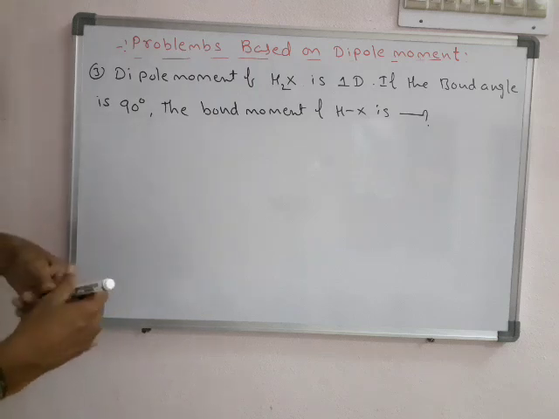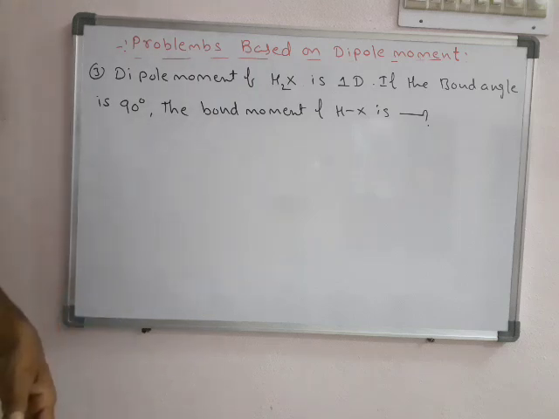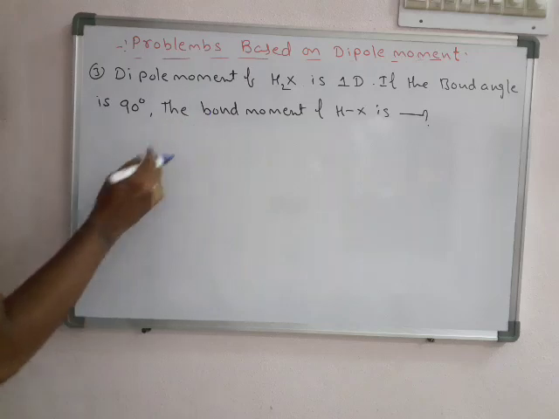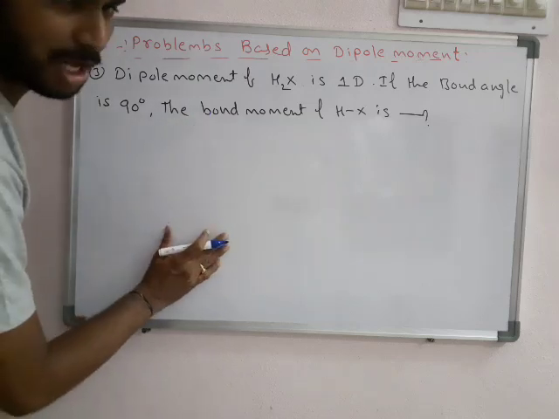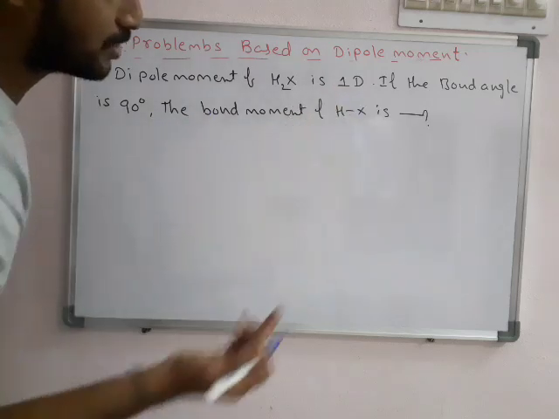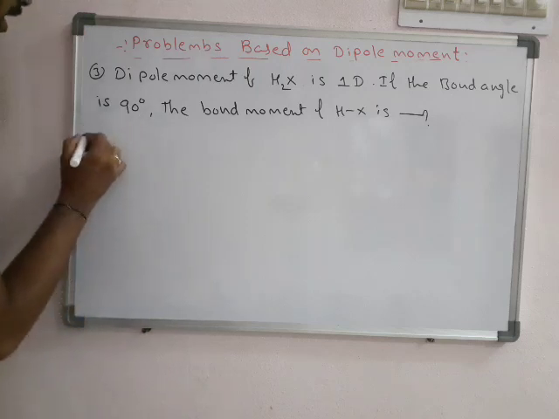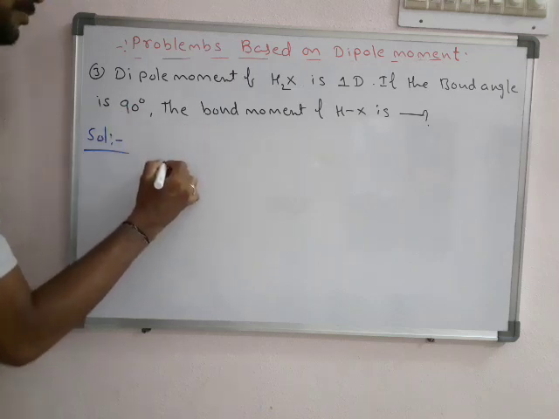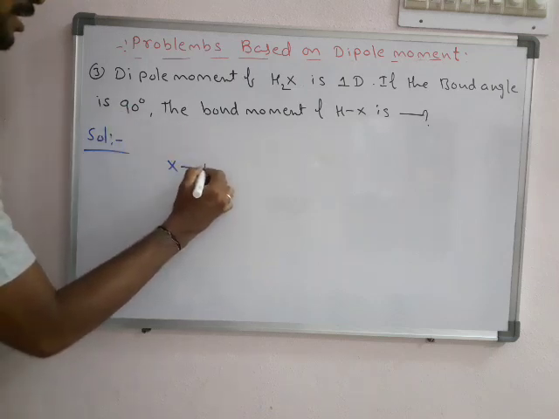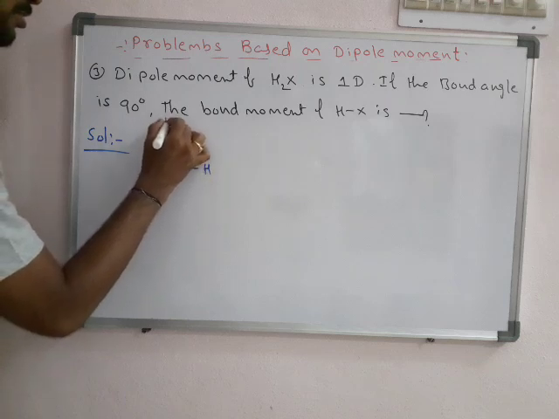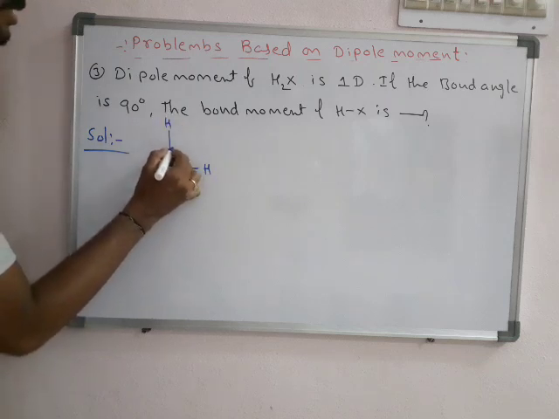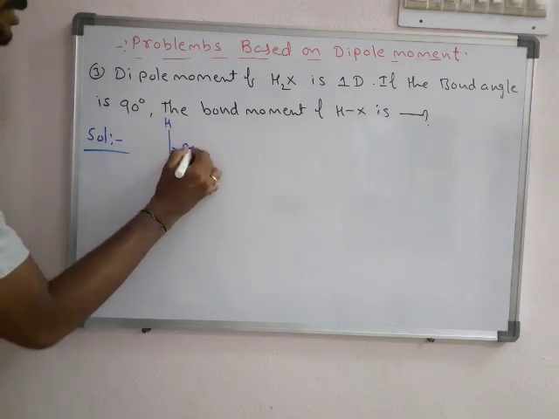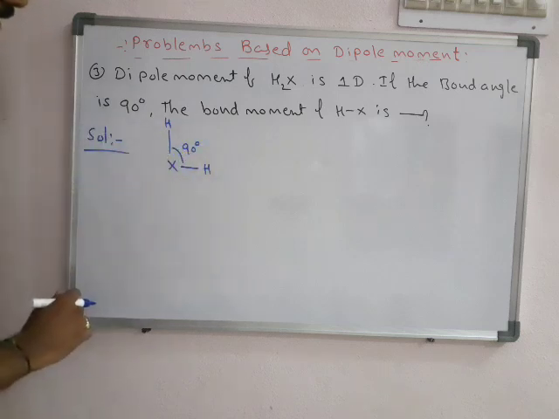So here what is the type of molecule? It is an H2X type of molecule, so it may be linear. But since a dipole moment exists, it is not linear, and it is given that the bond angle is 90 degrees. Since 90 degrees is given, we take X, H, H. Theta is given as 90 degrees.